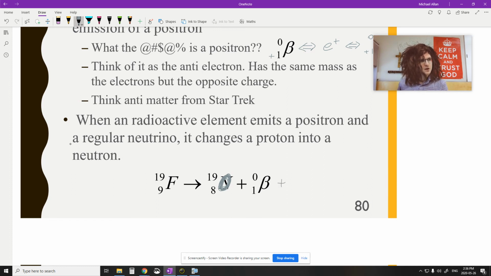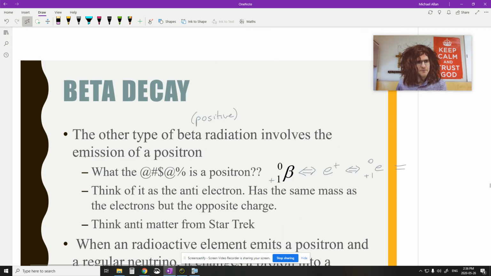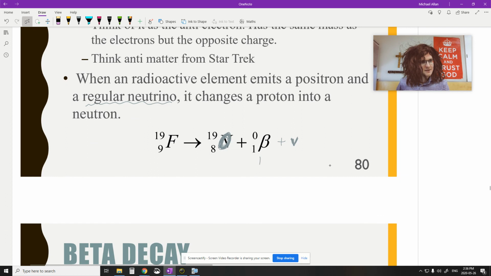Now, this will also release a regular neutrino, not an anti-neutrino like the previous one, but a regular neutrino. So this one doesn't have a line on the top. Or sorry, there's another way to write this too, an electron with a line on the top. Yeah, anything with a line means anti. But we usually write it with a little e positive to represent that, but still antimatter. So this here is antimatter.